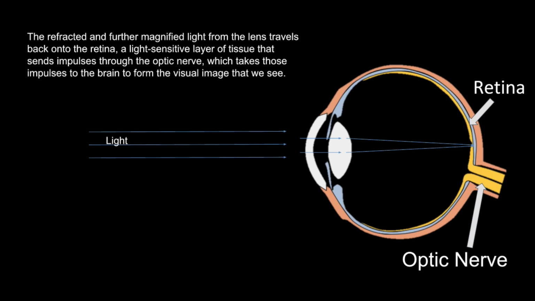and it will be focused onto the retina, a light-sensitive layer of tissue that will send impulses through the optic nerve, which leads to the brain, and those impulses will be translated into visual images that we can see.